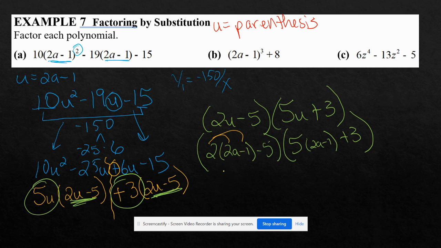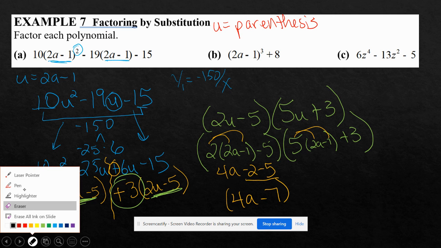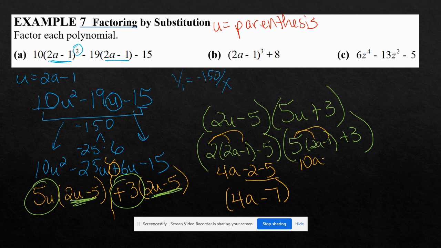So we'll distribute and combine like terms. Oops. And then distribute here. Oops, 5 times 2 is 10. a minus 5 plus 3. Like terms here are 10a minus 2.